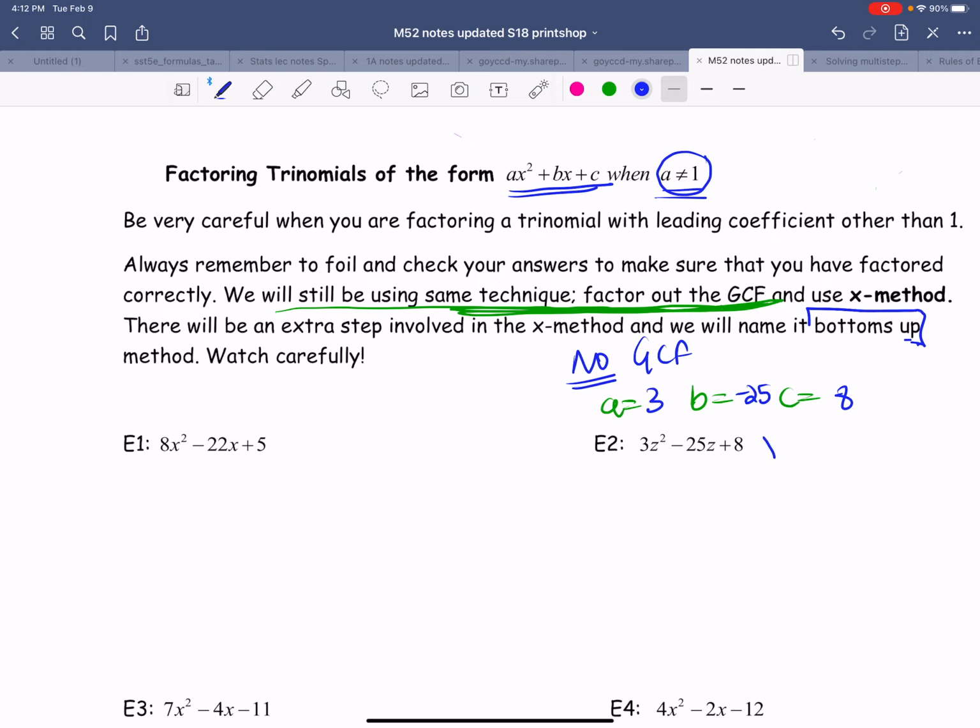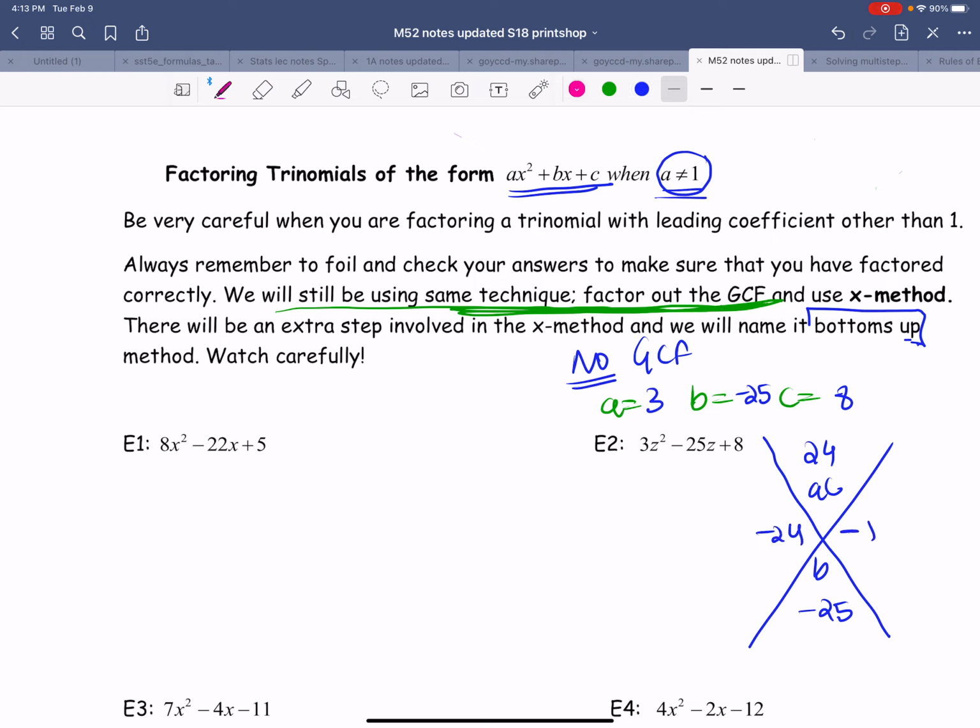Now for the bottoms up method, I'm going to draw my x. AC goes on the top, B goes on the bottom. 8 times 3 is 24, B is negative 25. Now, we are going to think of two numbers. They multiply to give you positive 24 and they add up to give you negative 25. And let's see what those numbers are. Okay, they're going to be negative 24 and negative 1.